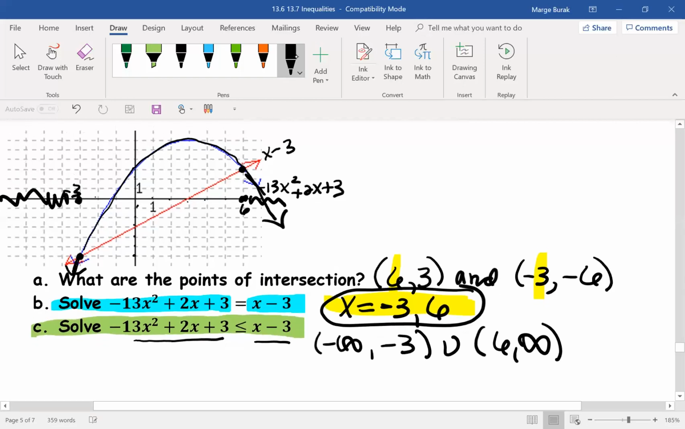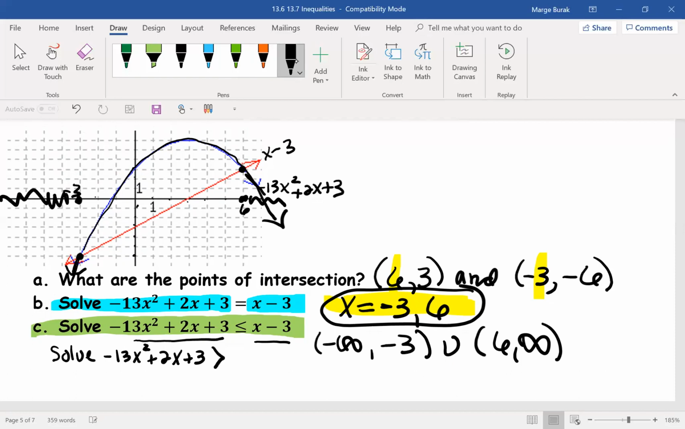Now they don't have it, but I want to know where is, so I'm going to solve -1/3x squared plus 2x plus 3 greater than x minus 3. Where's the parabola above the line? And that's going to be in between the two intersection points. So that's going to be in between where x equals -3 and +6. Okay, so that would be my final question that I added right here.